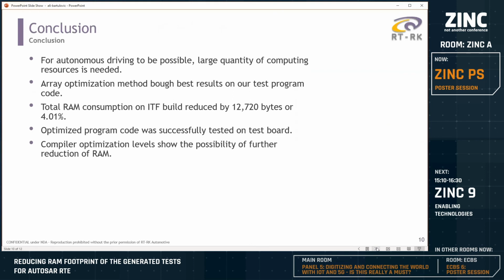So in conclusion, for autonomous driving to be possible, a large quantity of computing power is needed. To reduce the total cost of vehicle production, total computing power has to be reduced. This study tested the proposed methods and brought up to 4% of random access memory consumption reduction with successful testing, and an additional 10% of reduction using different compiler levels. These compiler levels show possibilities of further reduction of random access memory usage, but were not tested on the test development board.